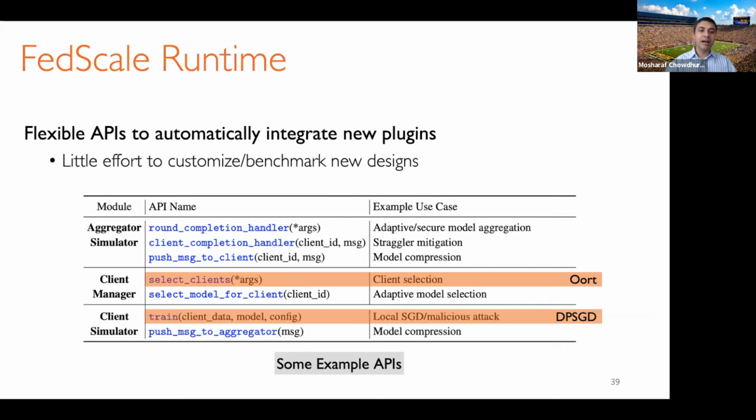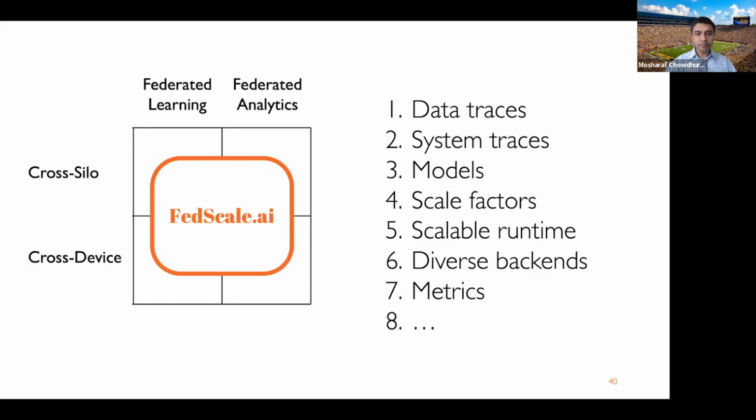So we believe that it's very important to be able to quickly try out all these different new algorithms and have an apples to apples comparison on a variety of data sets that range from very large to very small, and from very heterogeneous to much less heterogeneity. So what we are trying to do with all of this is build a community effort that will be a set of data traces and system traces and a set of models and scale factors for both cross-device and cross-silo federated learning and federated analytics.